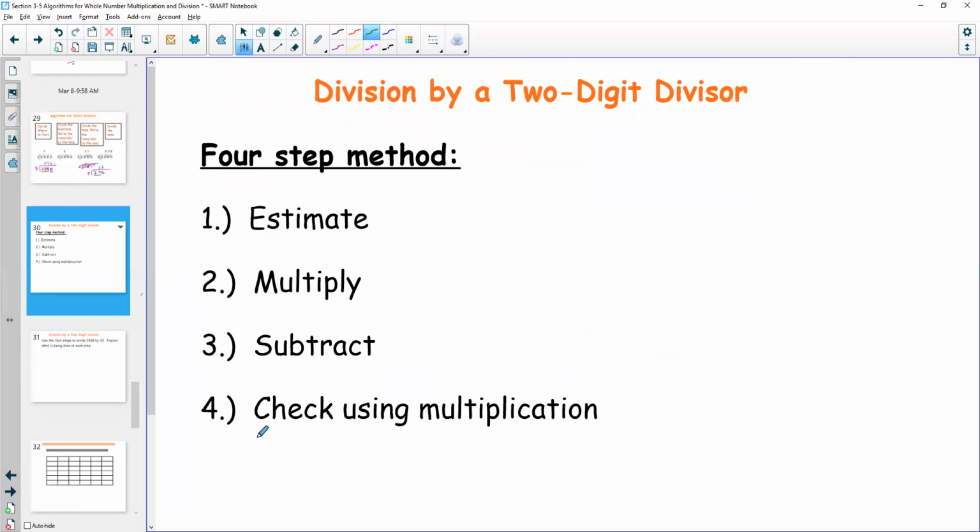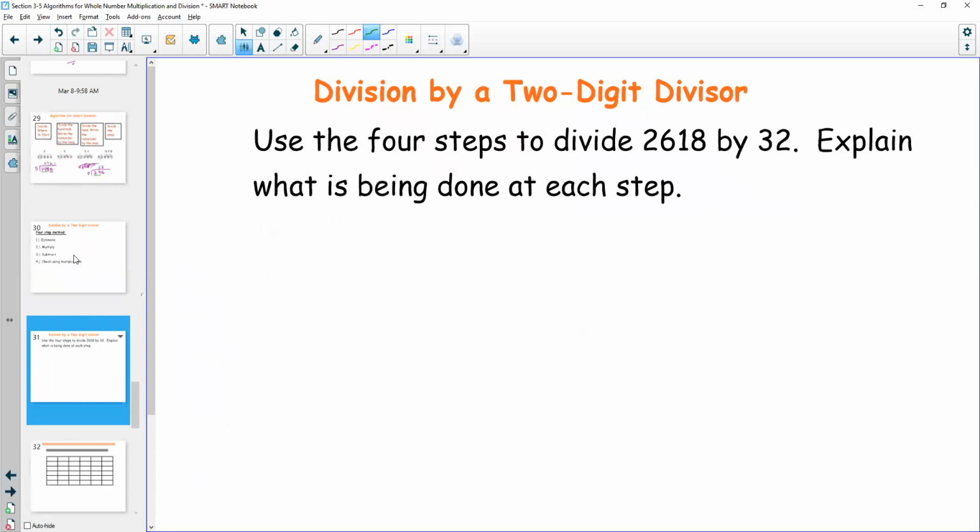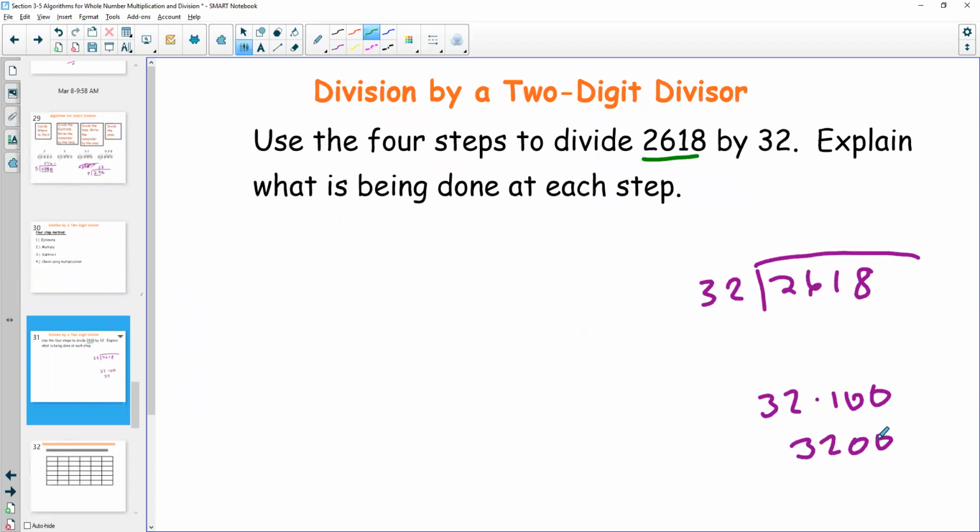Estimate, multiply, subtract, check. Okay, so this is really just like an estimation process. Think about how you would follow this. We think about estimating first. I know, for example, if 32 is going into 2,618, it's got to be less than 100, right? Because 32 times 100 is 3,200. So my answer is going to be less than 100.